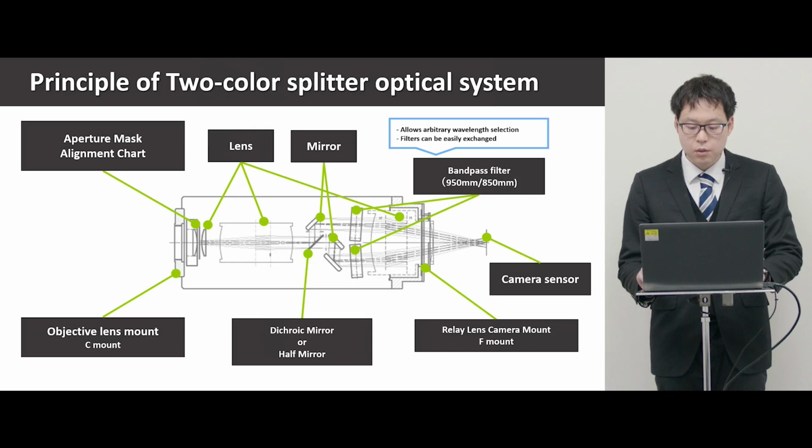The principle of the two-color splitter optical system is as follows. Incident light is split by a dichroic mirror or half mirror, then reflected by the mirror and imaged on the camera sensor after passing through the two-wavelength bandpass filter. The lens mount on the subject side is C mount, while the camera mount on the sensor side is F mount. Also, the design allows arbitrary wavelength selection by replacing the filters.